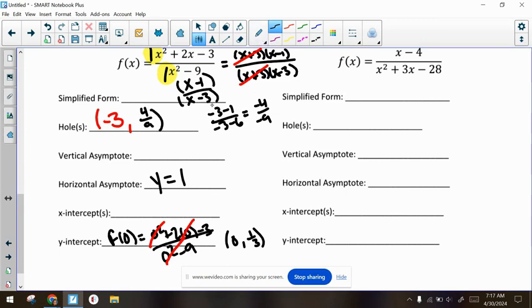So the next piece is vertical asymptote. That comes from anything left over in the denominator. Anytime I have a factor, I flip the sign. So that's at x equals 3. X-intercepts are left from anything in the numerator. Again, I flip the sign. I write it as a coordinate, 1, 0.